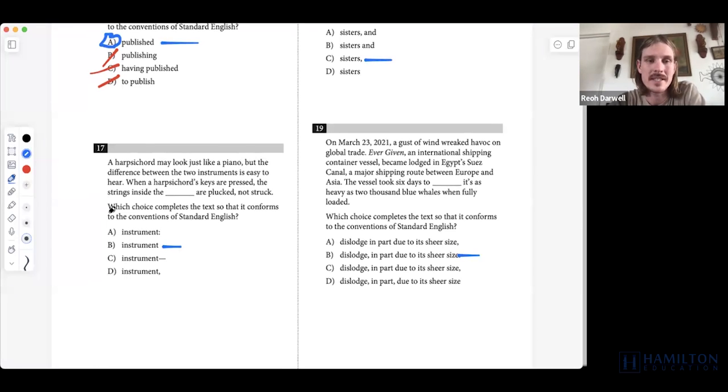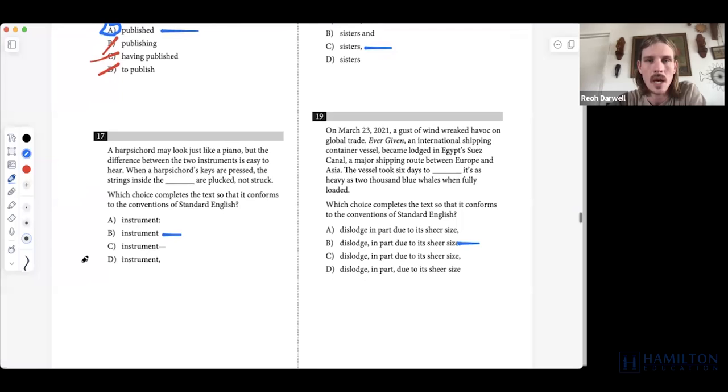So in this instance, when harpsichord's keys are pressed, the strings inside the instrument are plucked, not struck, okay? So you might think, I'm used to seeing a pair of commas around things, right? But that would create a non-essential phrase, a non-essential element. We need that there, right? Which is why we can also get rid of C.